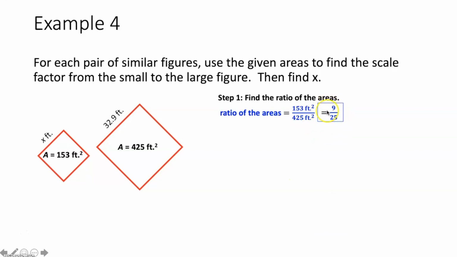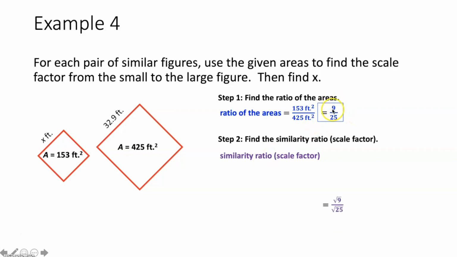Now, how does that help us? Well, we can actually use the ratio of the areas in order to find the scale factor or similarity ratio from the small to the large figure. So if the similarity ratio is a over b, then the ratio of the areas is a squared over b squared. So if I'm given the ratio of the areas and I want to find the similarity ratio, I just square root the ratio of the areas, and I end up getting the square root of 9 over the square root of 25, which is 3 over 5. This is our similarity ratio or scale factor.